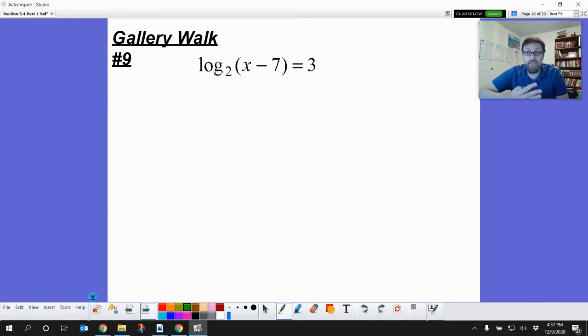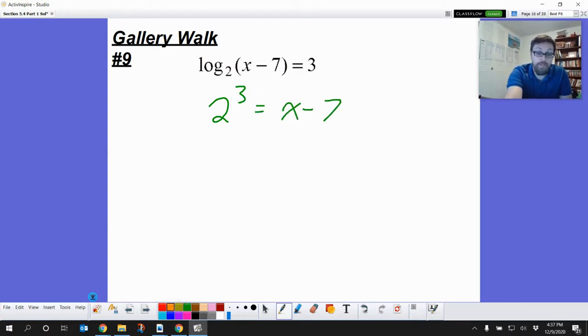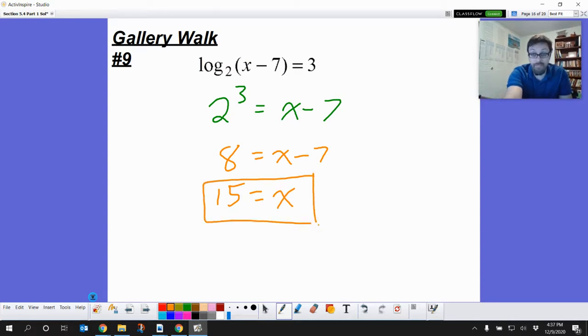Do I have a single logarithm? Yeah, I do. That's log base 2 all by itself. There's no other logs. So let's translate this thing. So that is 2 to the 3rd equals x minus 7. Okay, I'm going to actually have to do a little solving here. We get 2 to the 3rd is 8 equals x minus 7. So add the 7, so 15 equals x. Easy peasy.